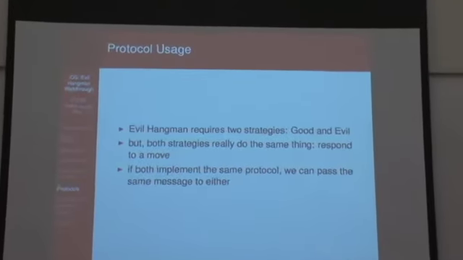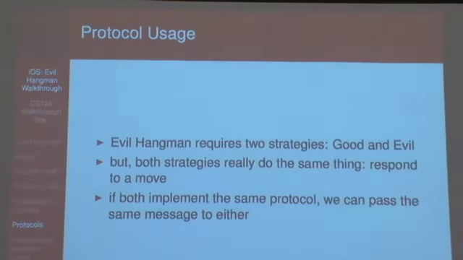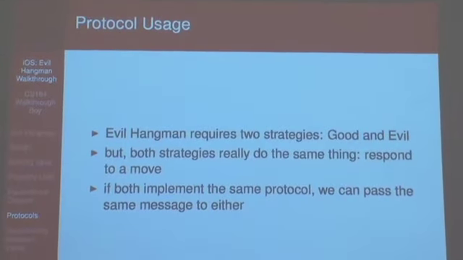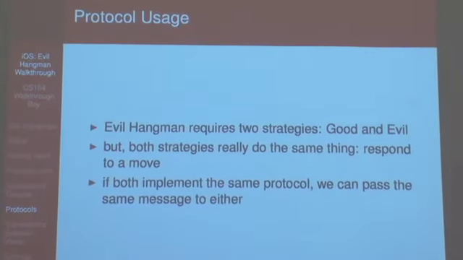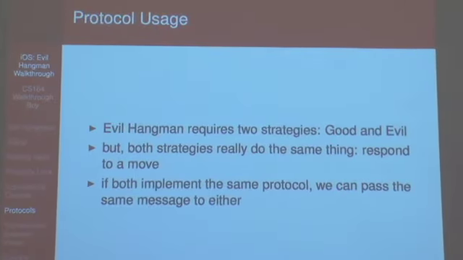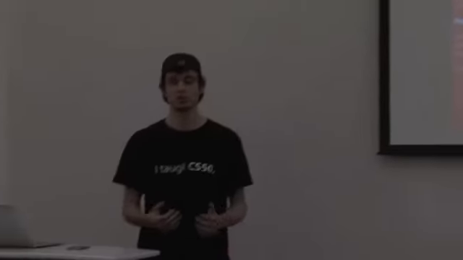So let's motivate this in the context of Evil Hangman. You have two strategies: a good strategy and an evil strategy. As input, the good strategy is going to take some letter. And as output, the good strategy is going to give an answer to the user, as far as what letters are used. The evil strategy is going to do exactly the same thing. It has the same input and the same output. So that suggests that there's no reason why both the good object and the evil object can't respond to the same message, something like play or use word or guess letter.